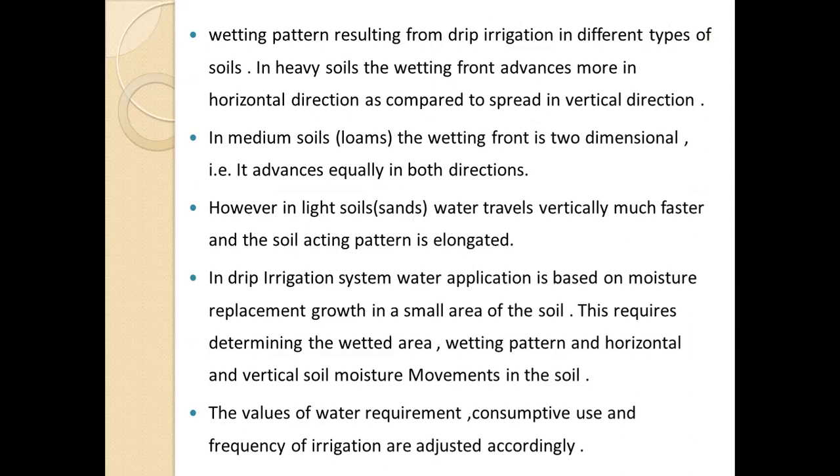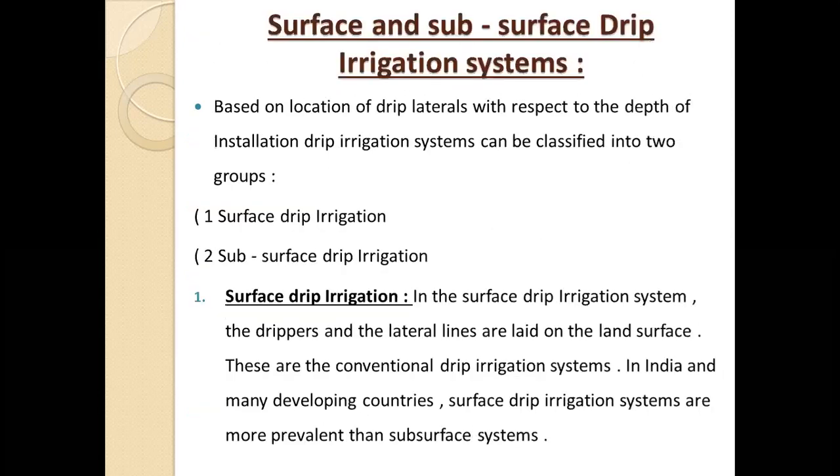So in a drip irrigation system, water application is based on moisture replacement in a small area of soil. This requires determining the wetted area, wetting pattern, and horizontal and vertical soil moisture movements in the soil. So the values of water requirement, consumptive use, and frequency of irrigation are adjusted accordingly.